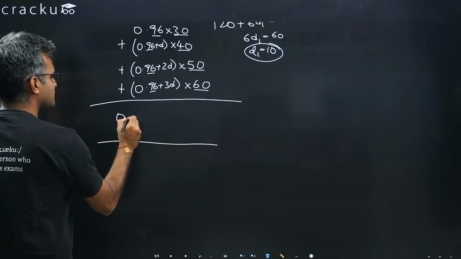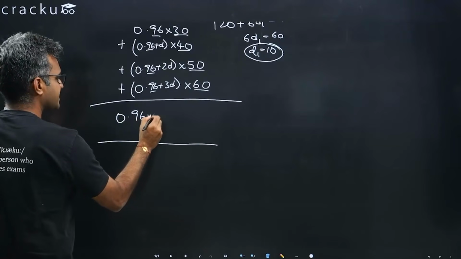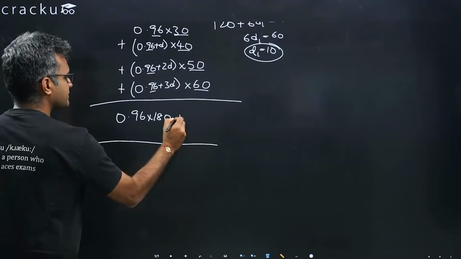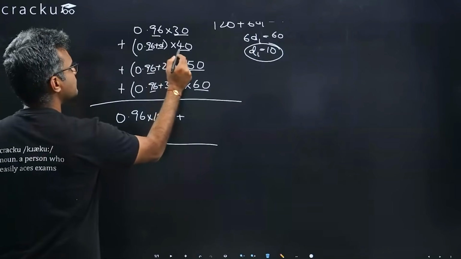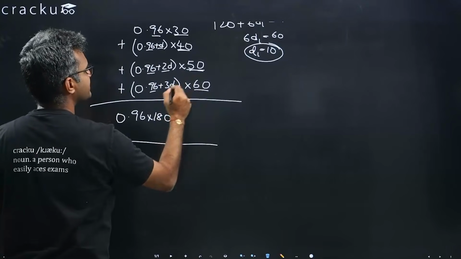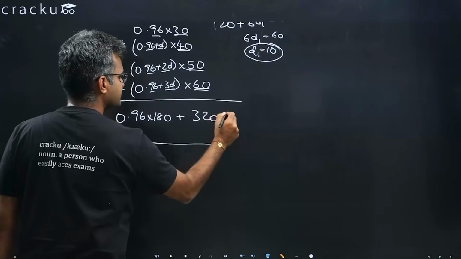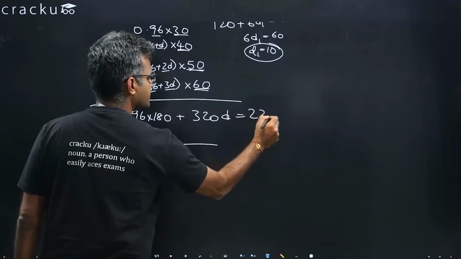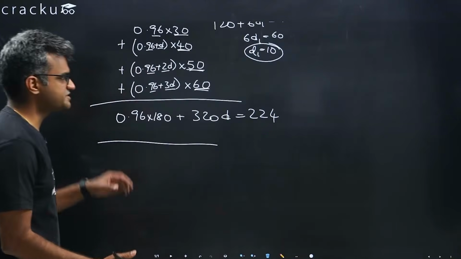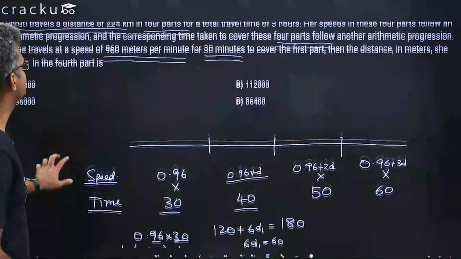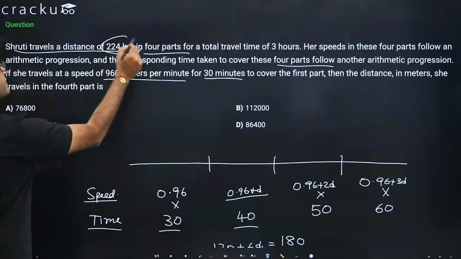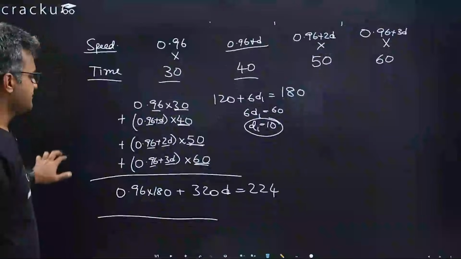This is simply equal to 0.96 into 180 plus d into 40 plus 2d into 50 plus 3d into 60, which is 320d. This has to equal 224. This is the total distance that she traveled. This is given in the question itself, that the total distance that she covered is 224.